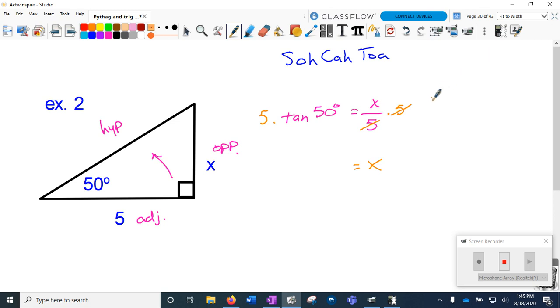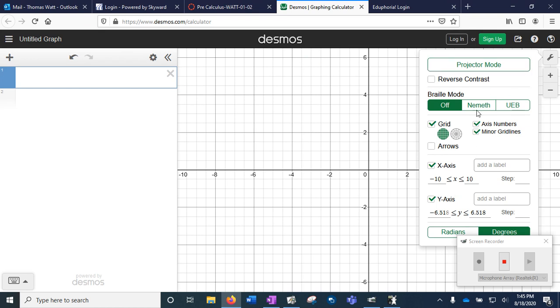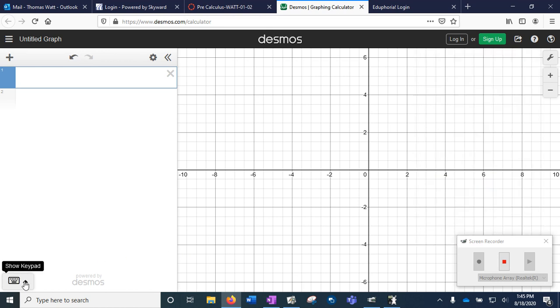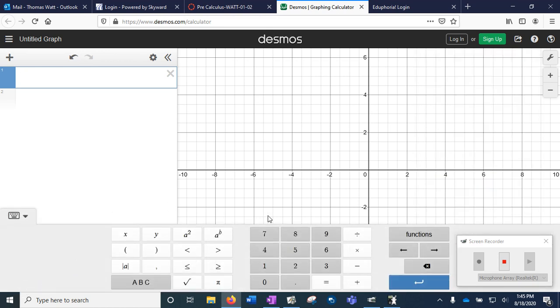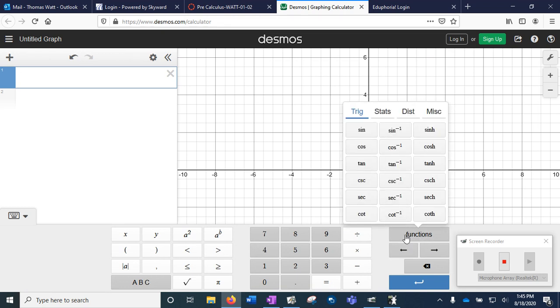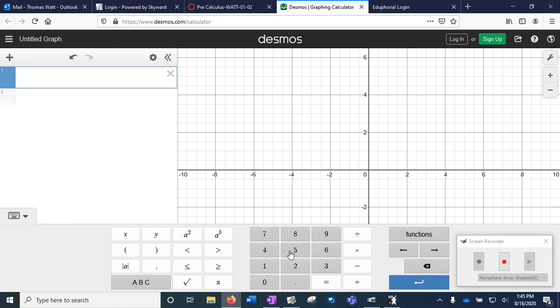Again, I'm going to recommend, let's use Desmos this time, because I want to show you something. Again, on Desmos, you have to press this little wrench up here and make sure it's in degree mode. Then bring up your keypad, and your trig functions are right here. Click that functions button, and there's all your trig functions. We want it to do 5 times tangent of 50 degrees. Now we get this number here, 5.9589. Or if we wanted to round it to 2 decimal places, we would say it's 5.96.